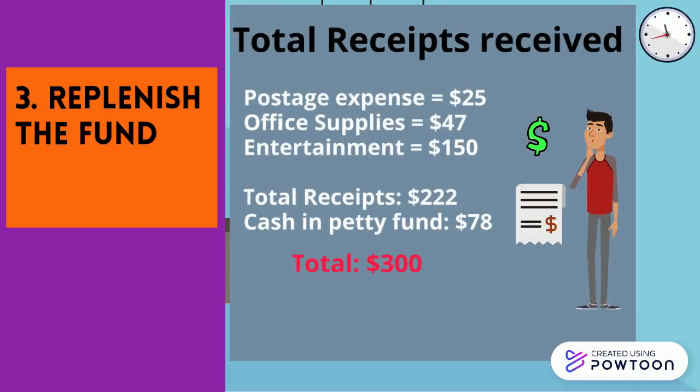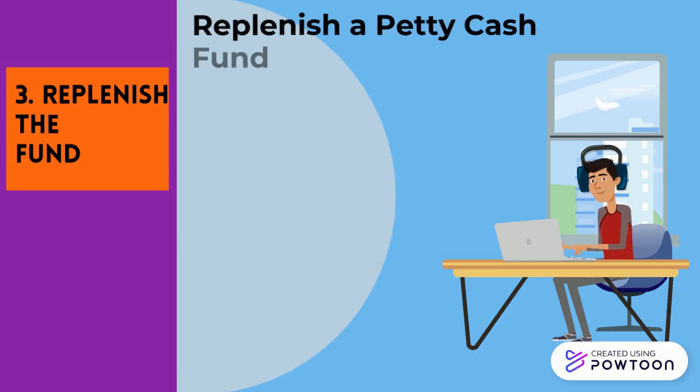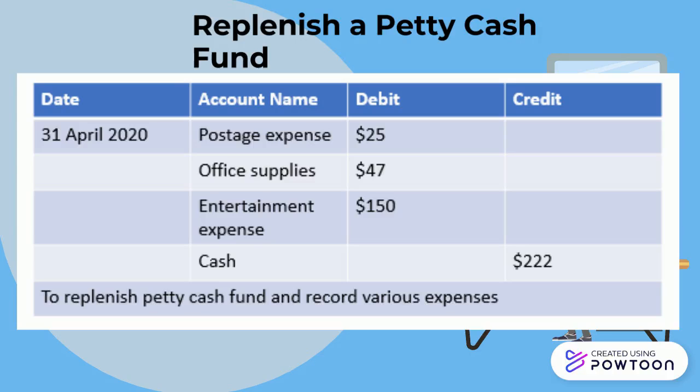At the same time, the receipts are removed from the petty cash box and officially recorded as expenses. A journal entry for replenishment is then made. All the expenses are debited and the cash is credited. The cash is credited since a check must be written to replenish the fund to its original amount. The custodian then takes the check to the bank to get the cash for the petty fund.